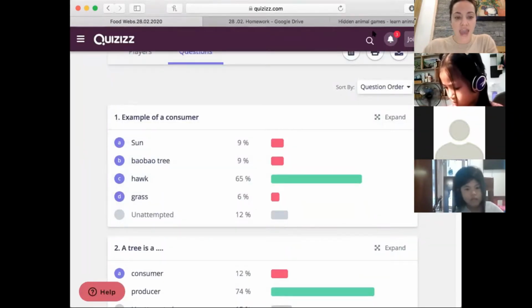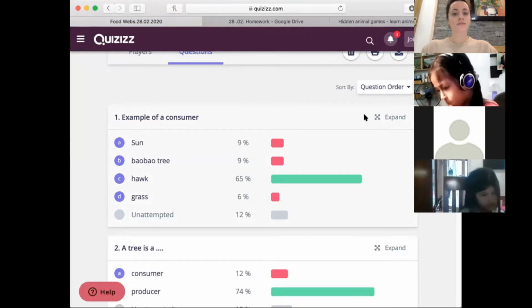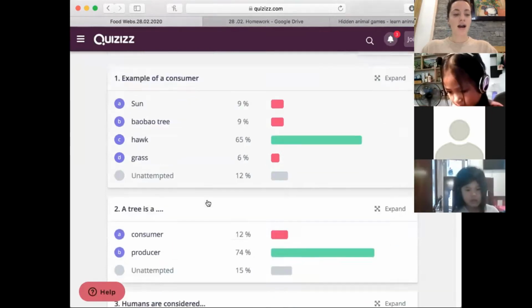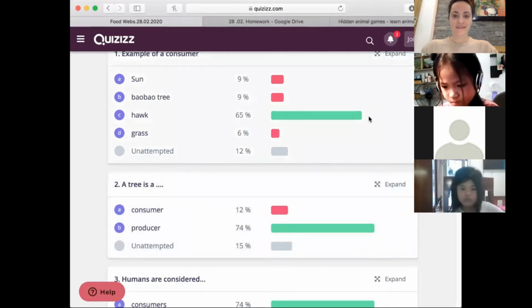Example of a consumer. 1, 2, 3. Good, a hawk. All right, number 2, a tree is a 1, 2, 3. Production. Very good. A tree is a producer.